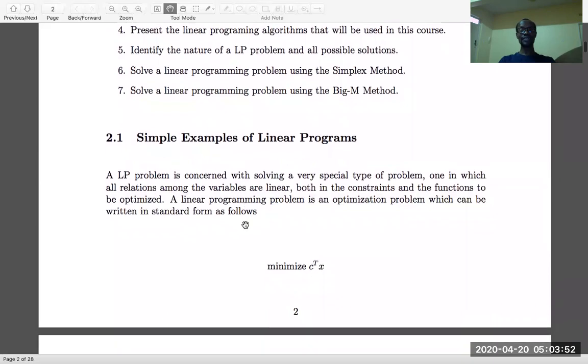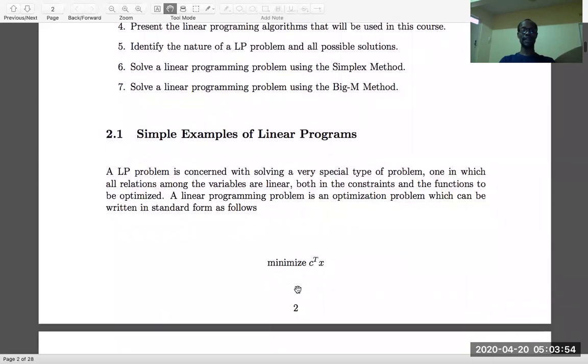Now a simple example of a linear programming problem. A linear programming problem is concerned with solving a very special type of problem, one in which all relations among the variables are linear. So you should make sure that your objective function and your constraints are all linear, both in the constraints and in the function to be optimized.